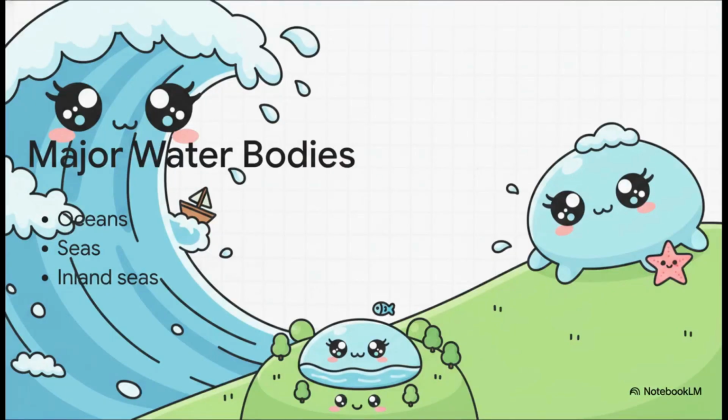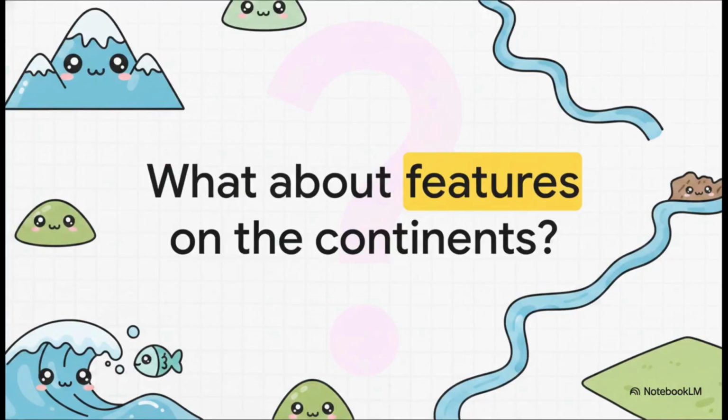And we definitely can't ignore the sheer scale of the water on that map. The hydrosphere leaves a massive footprint. These major water bodies are broken down into oceans, which are your largest continuous bodies of salt water, seas, which are smaller and usually partially enclosed by land, and inland seas, which are these huge saltwater bodies completely surrounded by landmass. Let's move on and see how this builds.